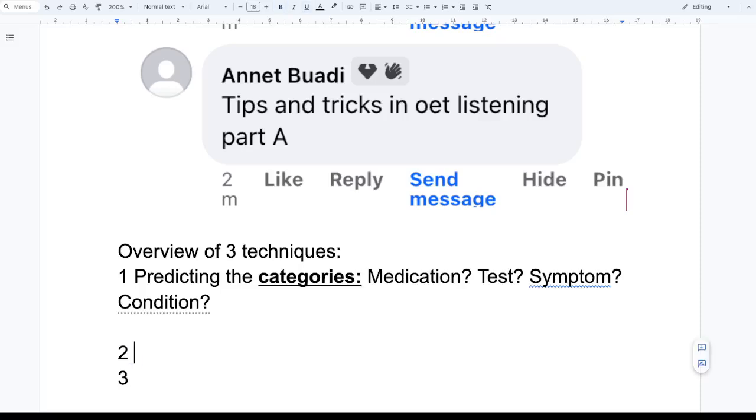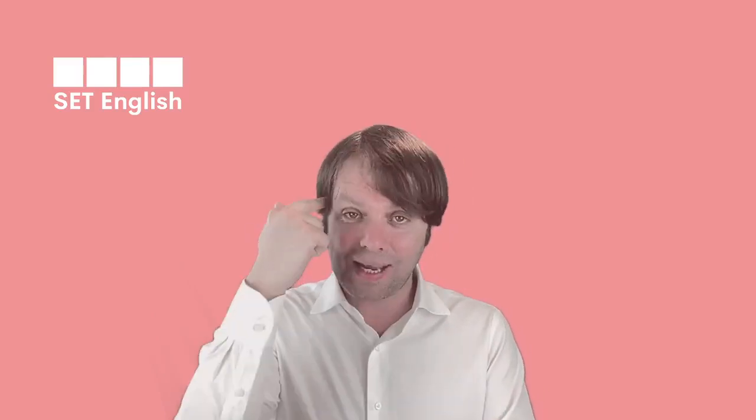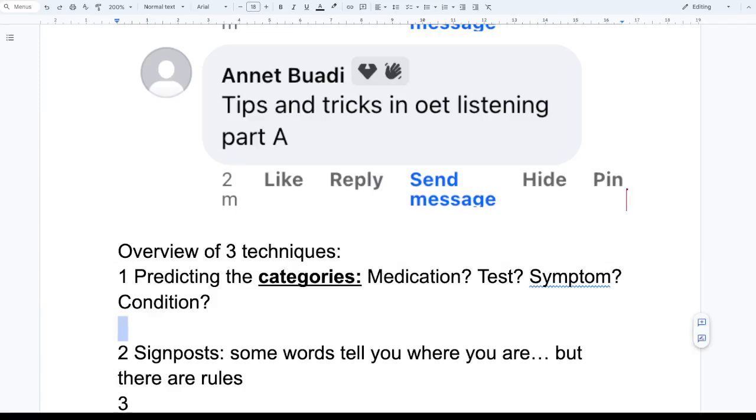Technique 2, signposts. Okay? Some words tell you where you are. But there are rules. Join OET. You can find out the rules of signposting in listening part A. Not every word is a good signpost. A signpost is a word that tells me where I am. Not everyone is a good signpost. Okay, so last one.